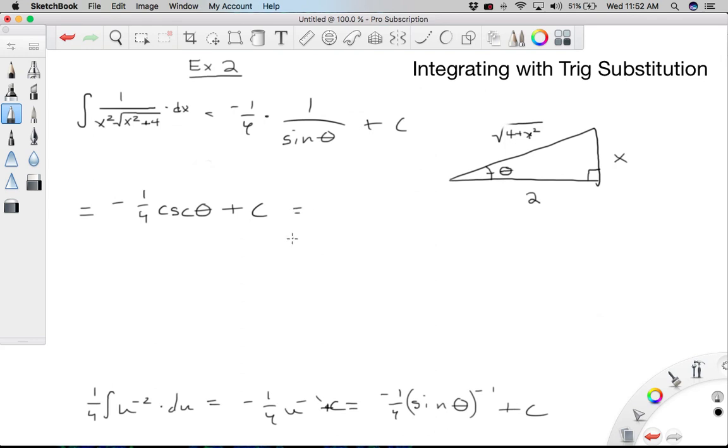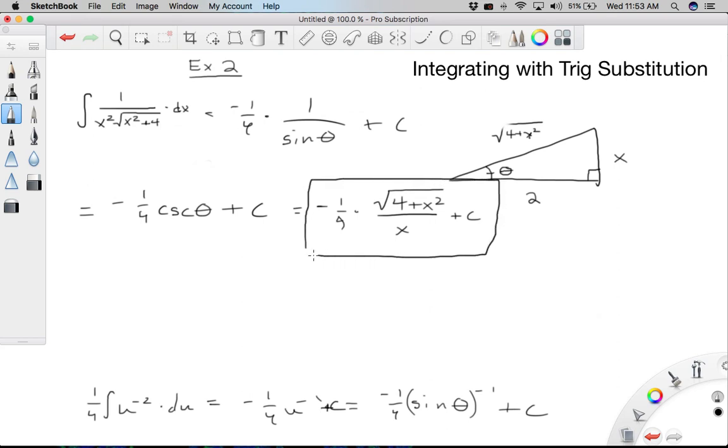And then to get back to our x, right, our original question had x's in it, so we need to now get rid of the thetas and replace them with x's. So cosecant is 1 divided by sine, or the reciprocal of sine, so that's going to be -1/4 times square root 4 plus x squared divided by x plus the constant. There is your answer.